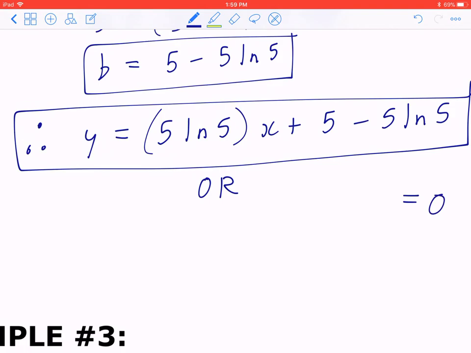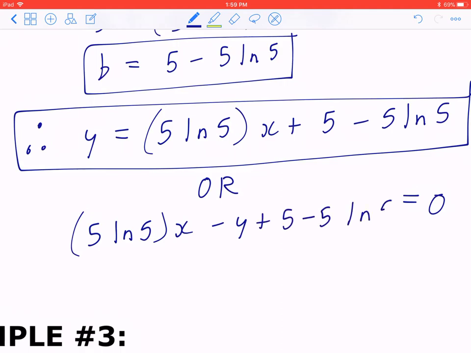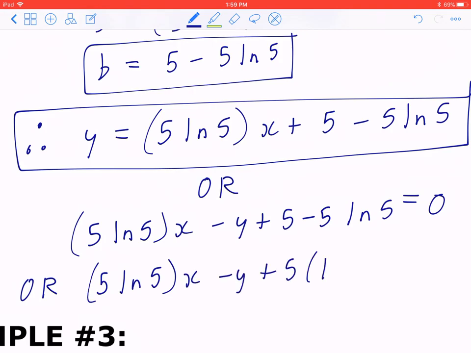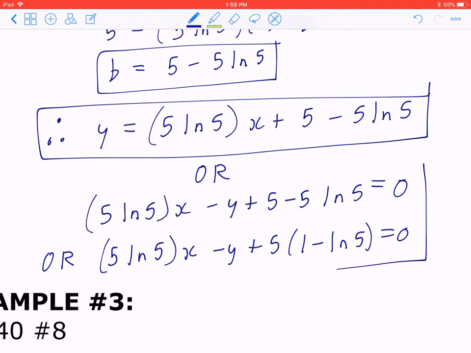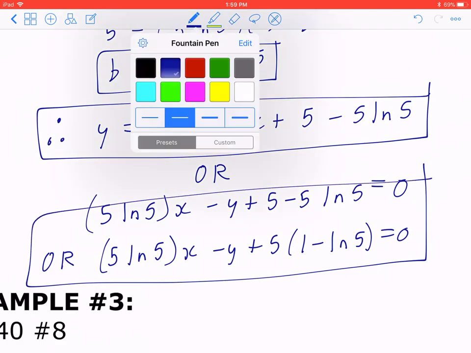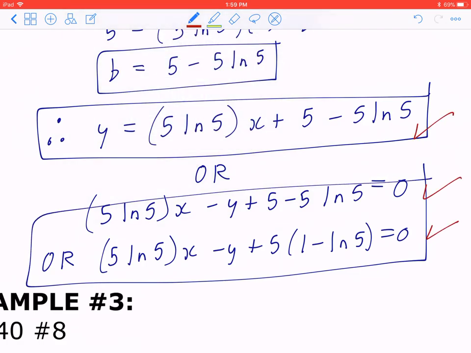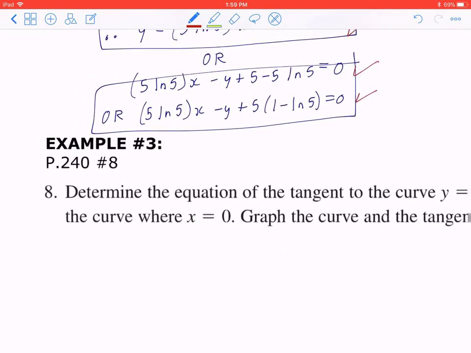If you bring everything to the right, this will give you 5 ln 5 times x minus y plus 5 minus 5 times ln of 5. The third option, and some students would put this in factored form, some teachers may expect this in factored form, is that the last part has a common factor 5 you can bring to the front. Either case should be fine. So there's the standard form along with the two different cases, just like that.